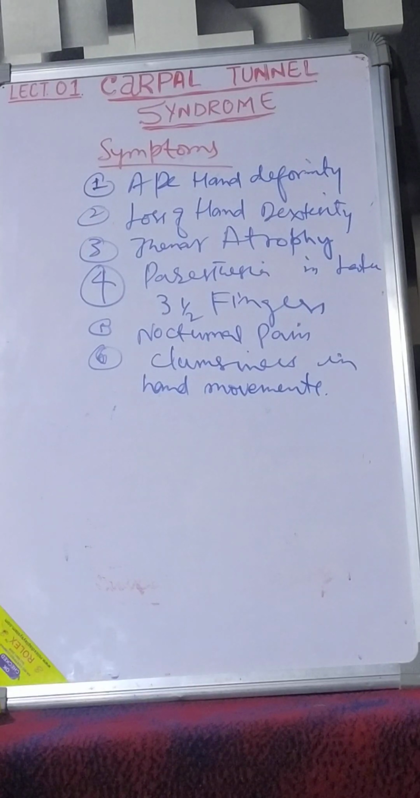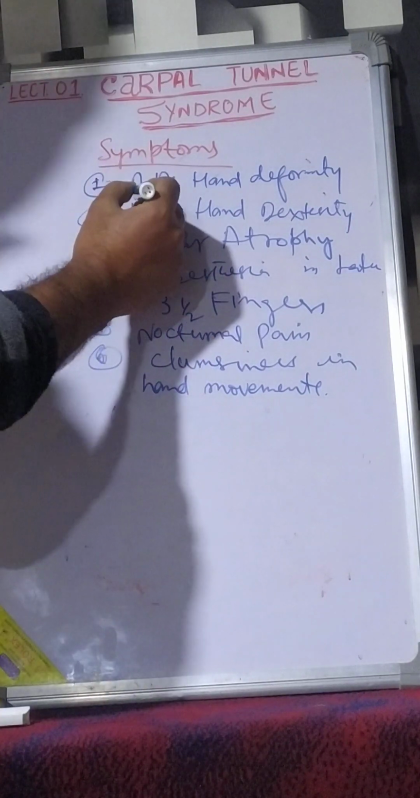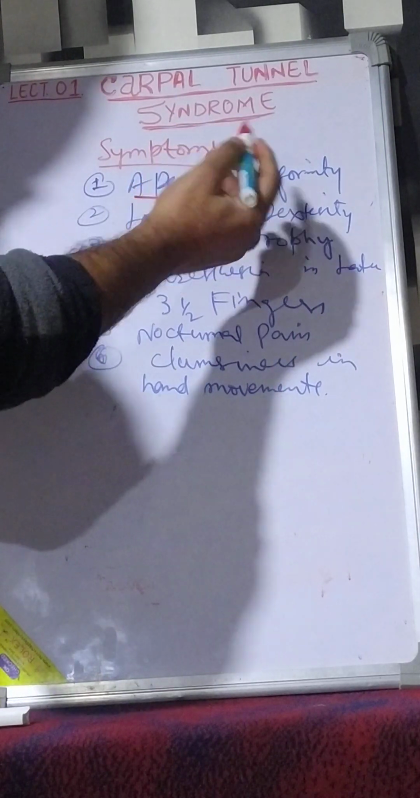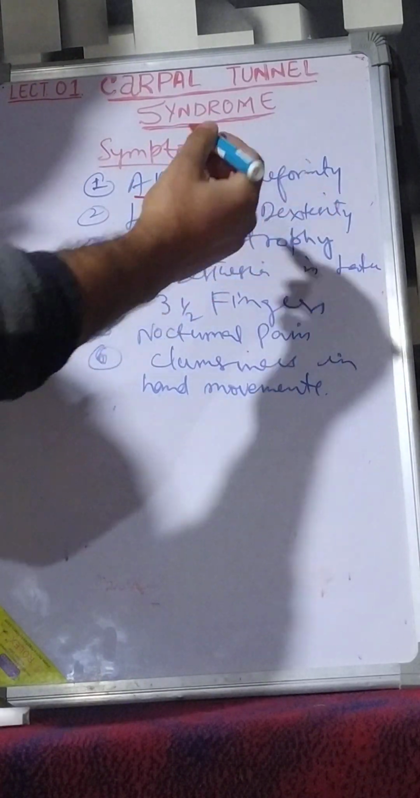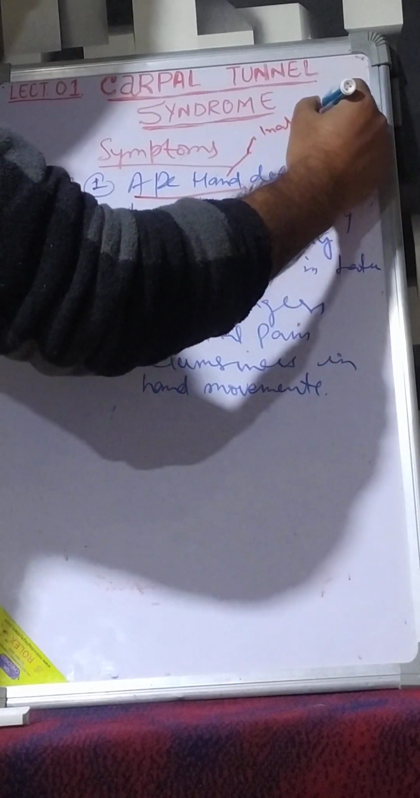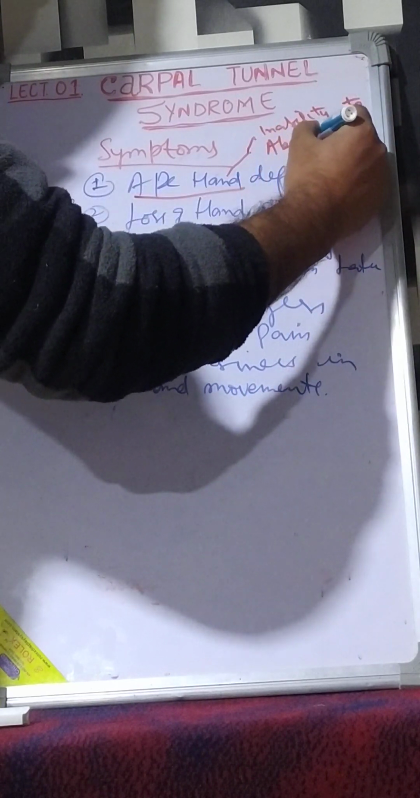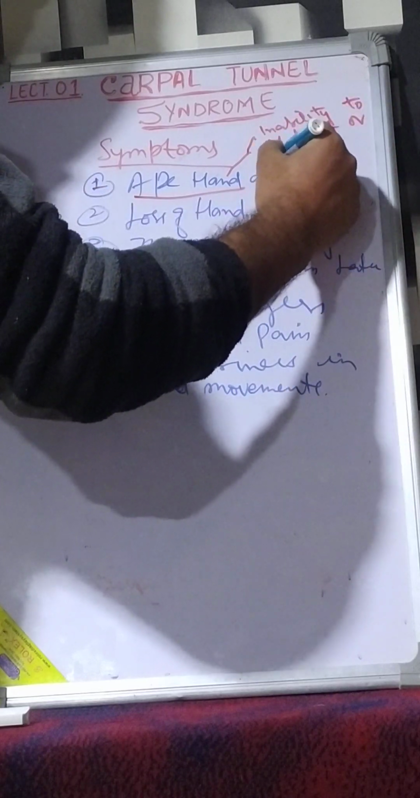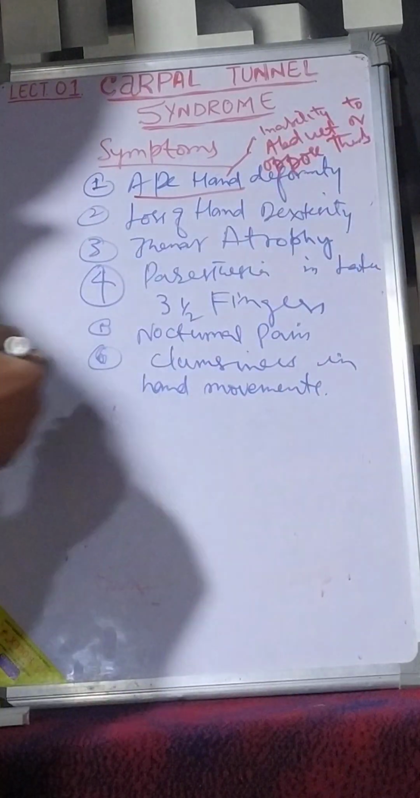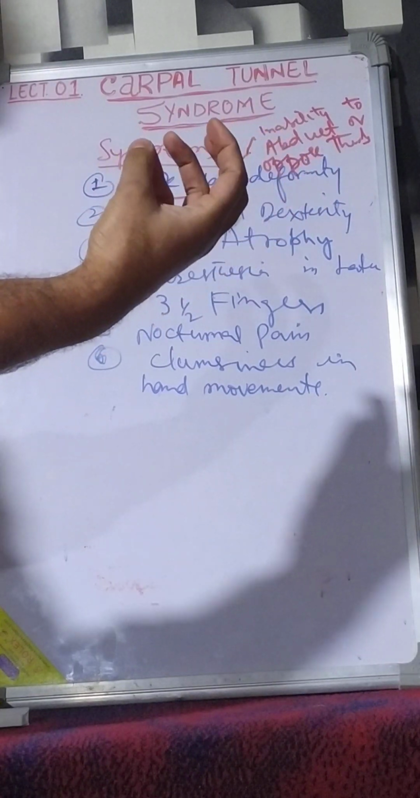Now I will explain them one by one. Ape thumb deformity. What is ape thumb? Ape thumb is the inability to abduct or oppose the thumb. You are not able to abduct or oppose the thumb.